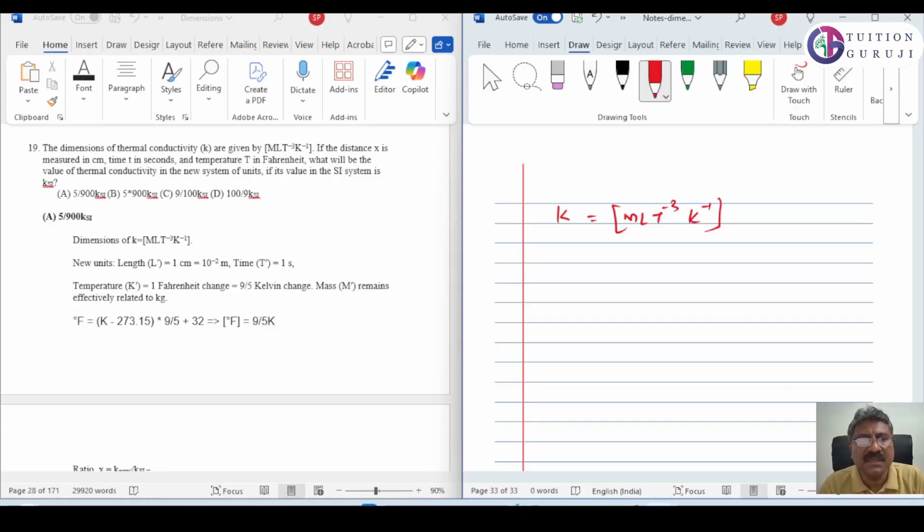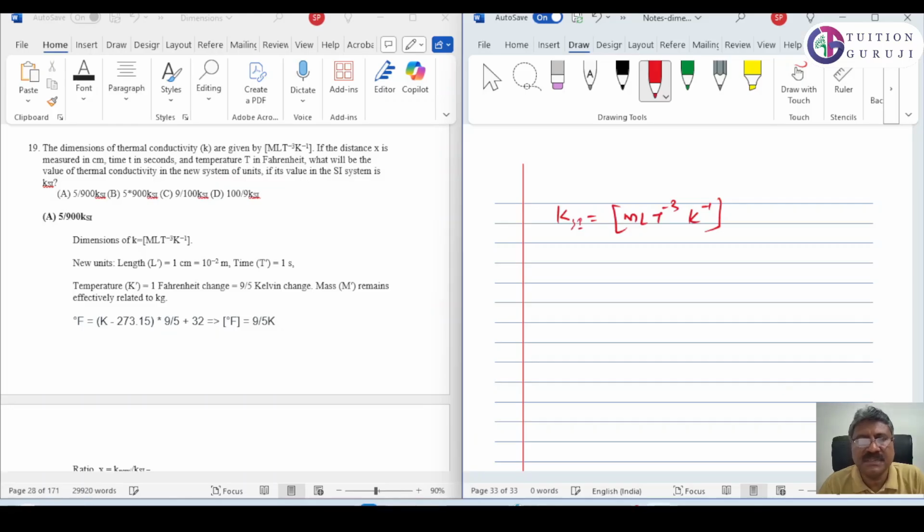If the distance X is measured in centimeter, time in seconds, and temperature in Fahrenheit, what will be the value of thermal conductivity in the new system of units? We have to find the new system of units. If its value in the SI system is K_SI.